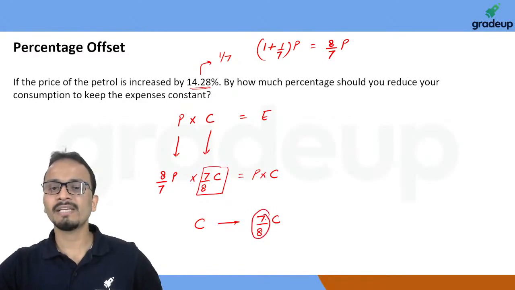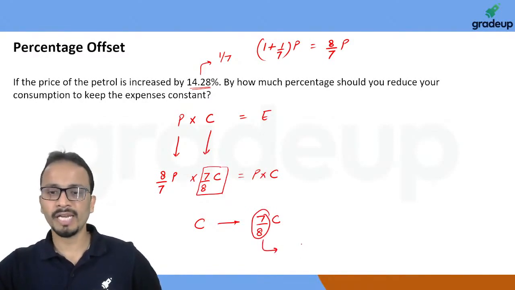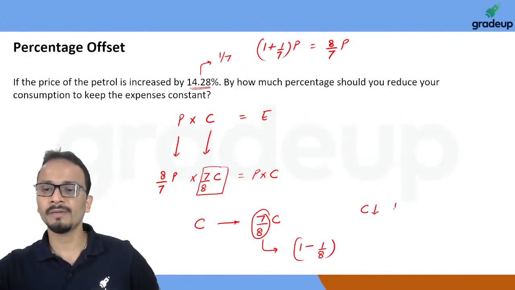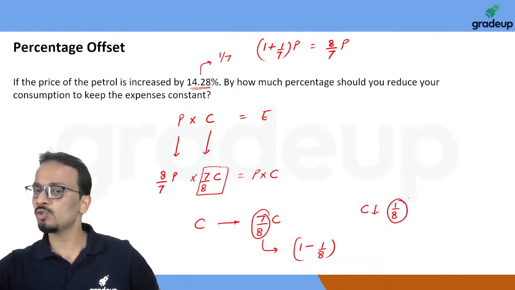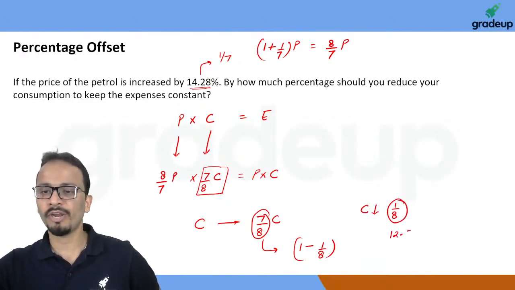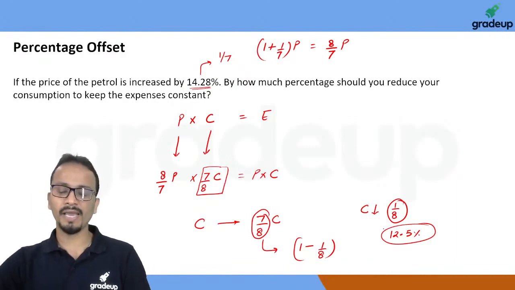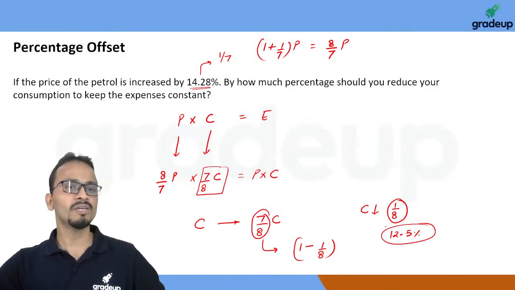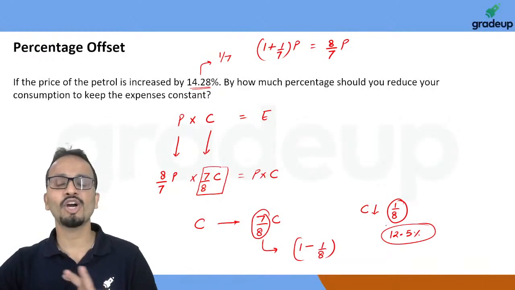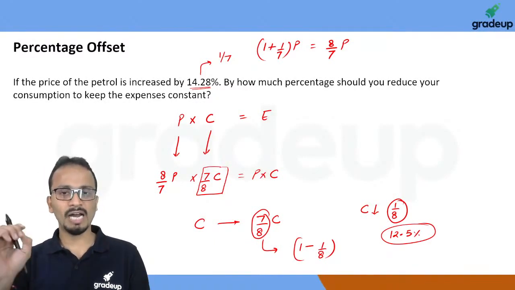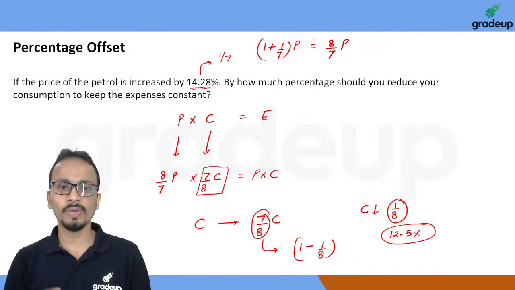Now, how can I write 7 by 8? I can write 7 by 8 as 1 minus 1 by 8. So can I say that consumption has decreased by 1 by 8? What is 1 by 8? 1 by 8 is 12.5 percentage. So if consumption is decreased by 12.5 percentage, then the expenses will remain constant. I hope you have understood whatever I'm trying to explain.